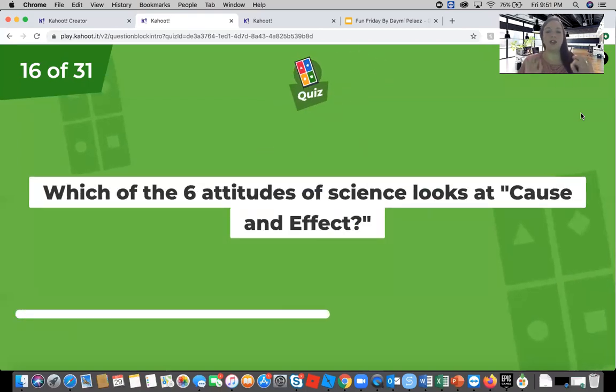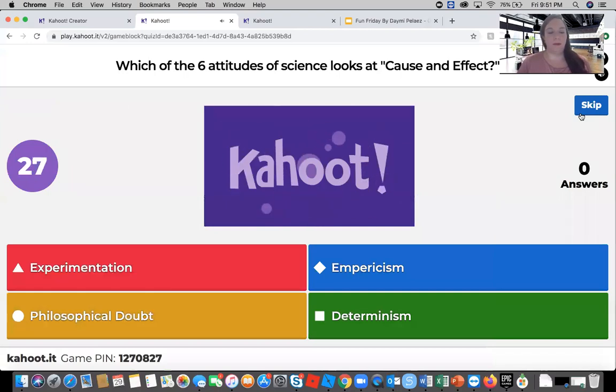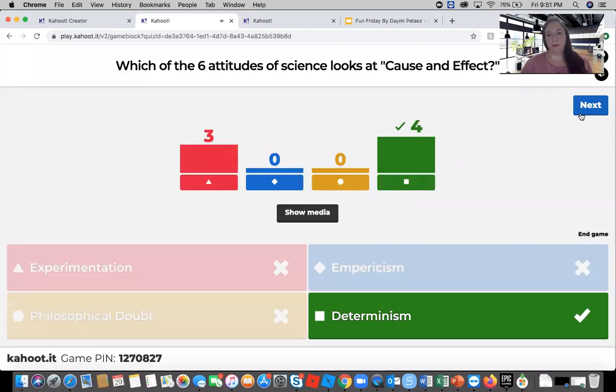Which of the six attitudes of science looks at cause and effect? Woo! Determinism. Most of you got it.